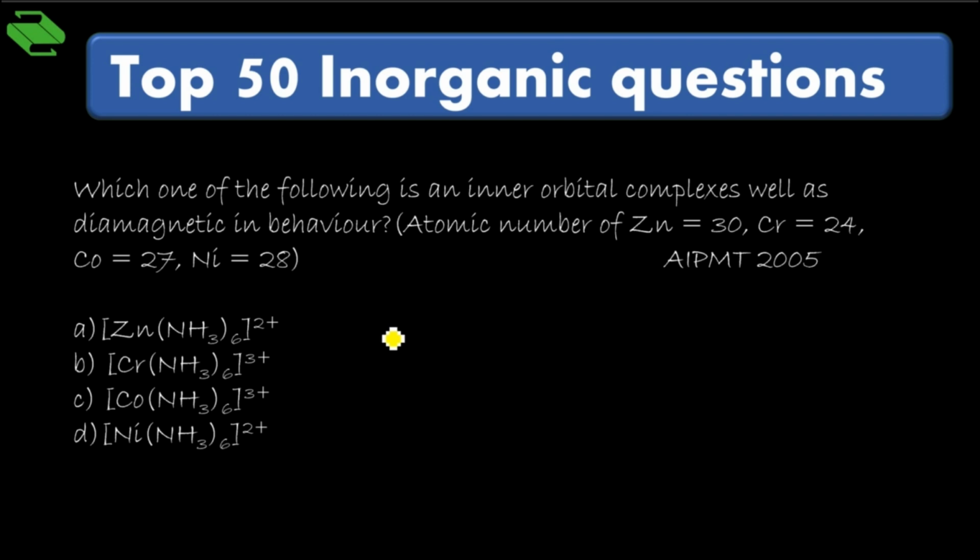Which one of the following is an inner orbital complex as well as diamagnetic in behavior? Okay, this question deals with an exceptional case. Here you can see the options all have amine as a ligand. Is amine a weak field or strong field ligand? We say that it is a weak field ligand. It's almost neutral, towards weak field, so we take it as a weak field ligand.